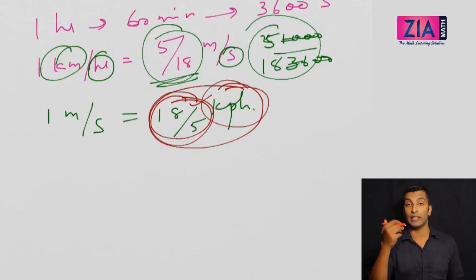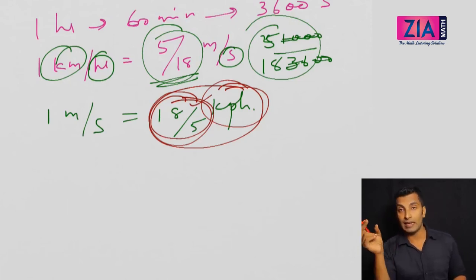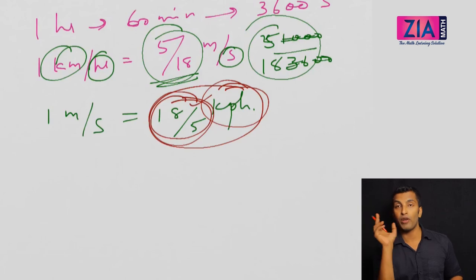That is a larger value. That's how you can remember. Kilometer per hour is larger, so 18 by 5 is larger. So when you need to convert to kilometer per hour, multiply with 18 by 5. When you convert to meter per second, multiply with 5 by 18. That is smaller. Okay.